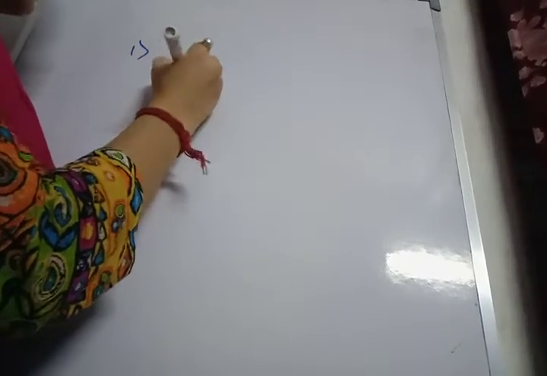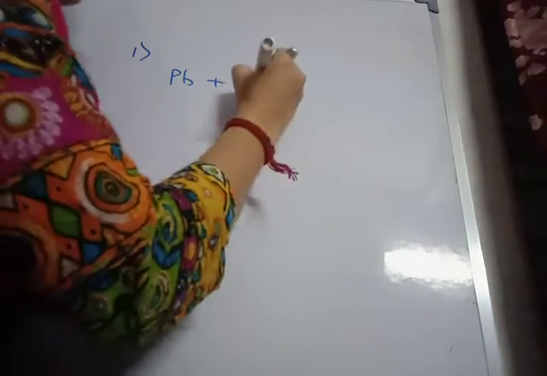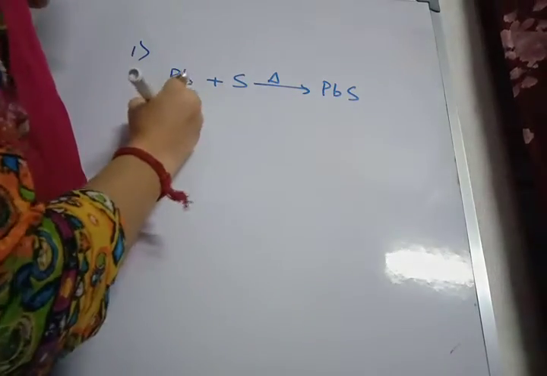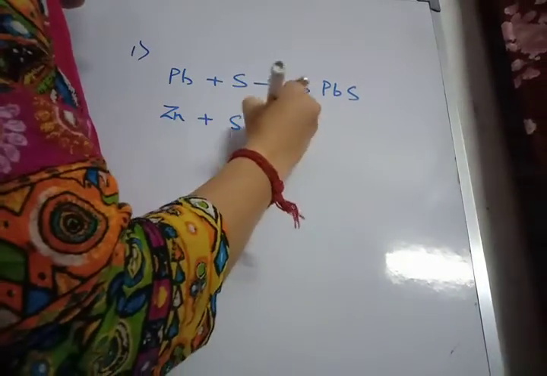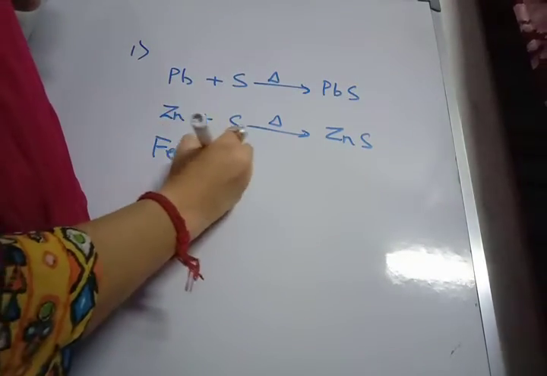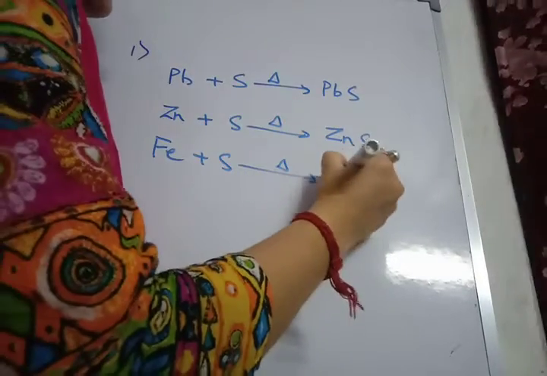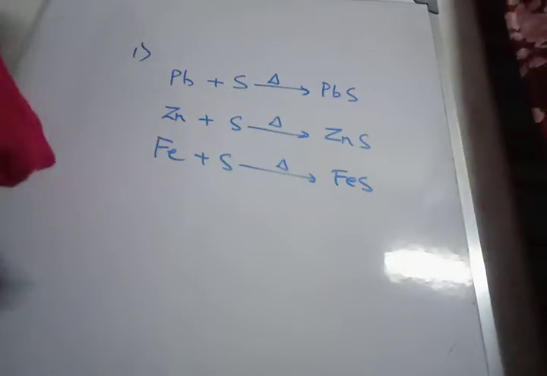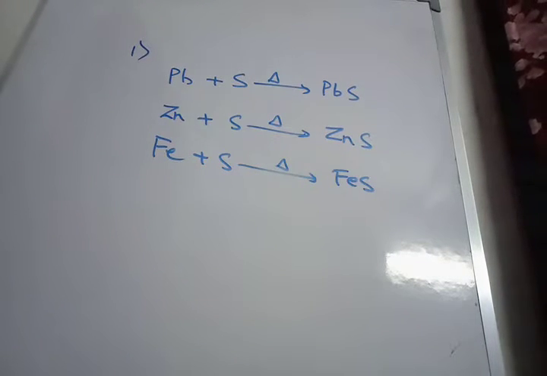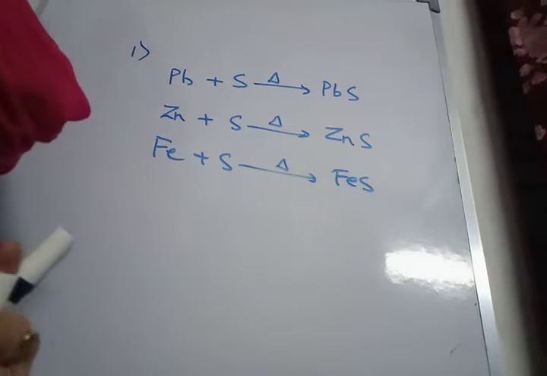So let's start. The first method is direct combination. Under that we have two to three equations. In the presence of heat, lead sulfide, zinc sulfide, iron sulfide. All these sulfides are insoluble. Lead sulfide is black in color, zinc sulfide is white in color, and ferrous sulfide is brownish in color.